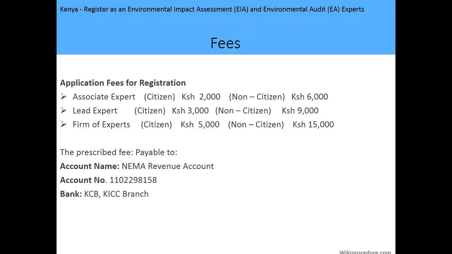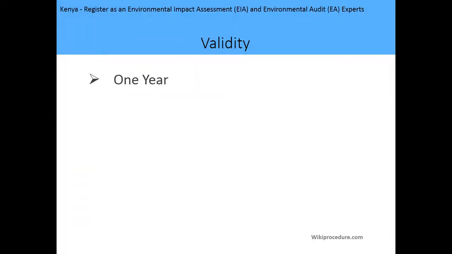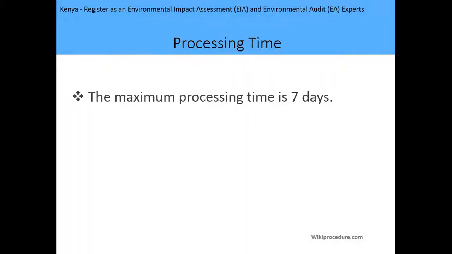The prescribed fee is supposed to be paid to the NEMA revenue account, KCB KICC branch, and the account number is given there as 1102298158. The validity period is 1 year for registration. The processing time, the maximum is 7 days.